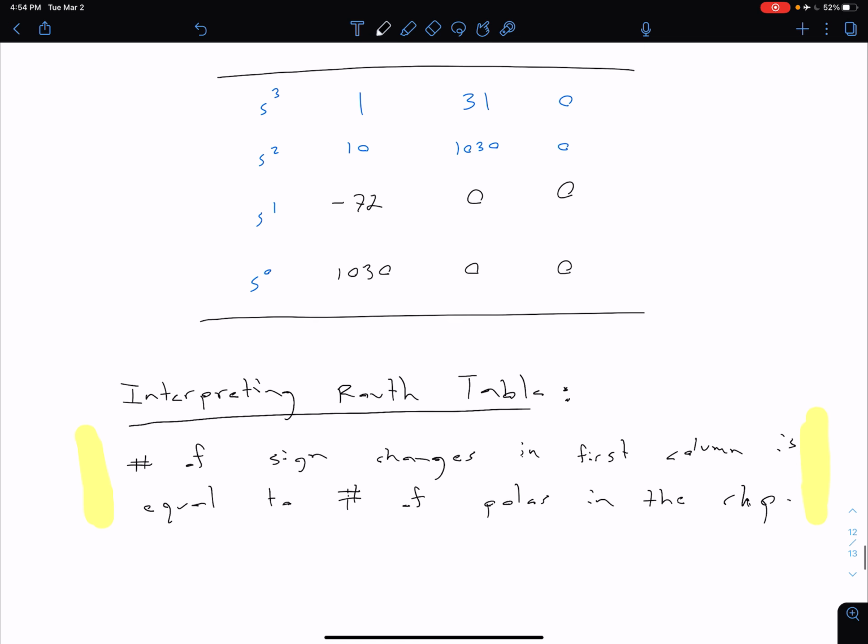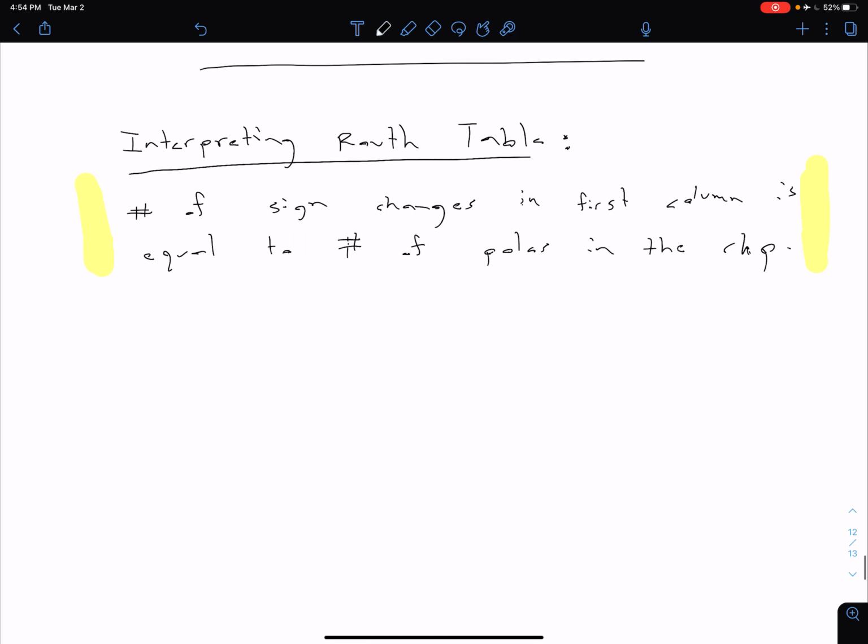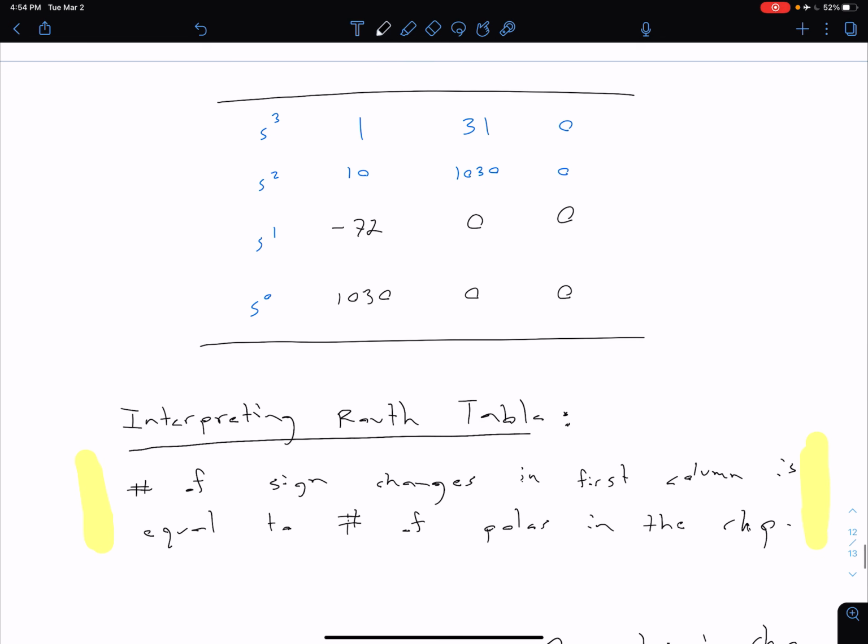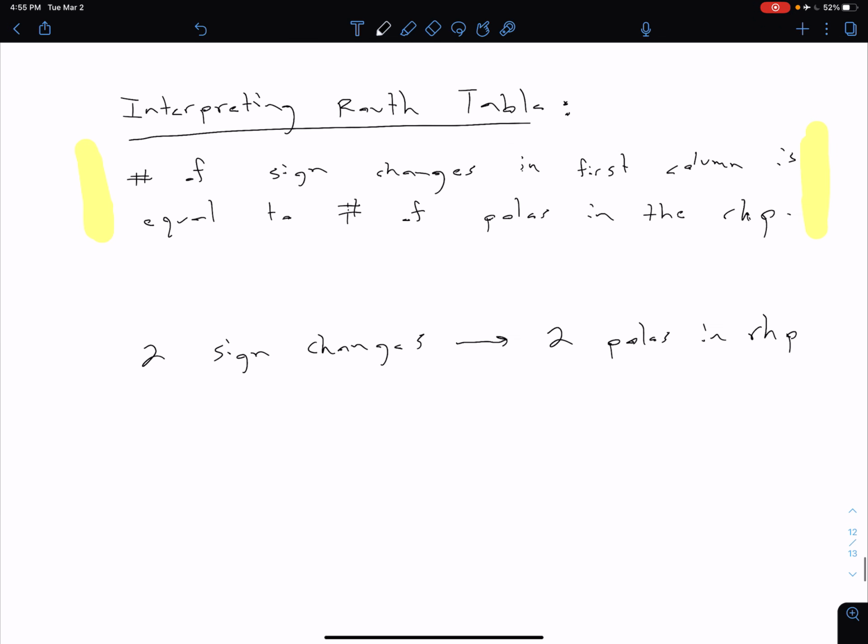So for this example, we see we have 2 sign changes above, which means we have 2 poles in our right half plane. And so where are the 2 sign changes? We can see we have 1 sign change. So we're looking at our first column here. So we have 1 sign change as we go from 10 to negative 72. So that's going from positive to negative. And then a second sign change as we go from negative 72 to positive 1030. So this is our first sign change. This is our second sign change. And so because of that, we say we have 2 poles in the right half plane.